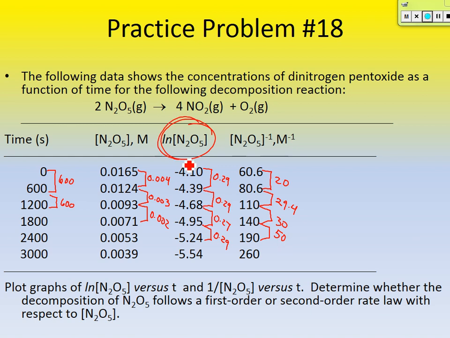So then you've got to ask yourself, which order plots the natural log of the concentration versus time and gives us a straight line? If you look at your integrated rate law sheet, the natural log of A versus time for a straight line, that's first order. So the answer here is this is a first order reaction.